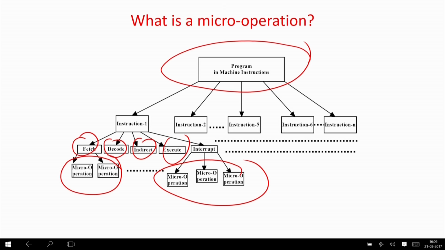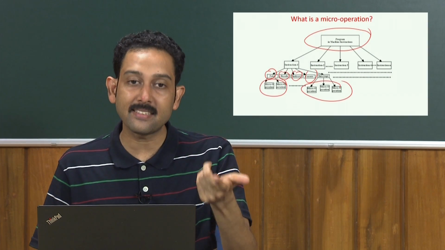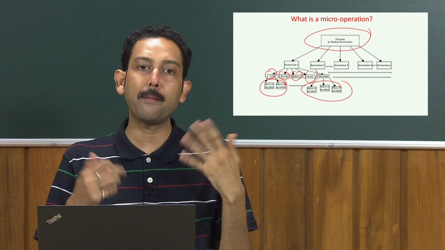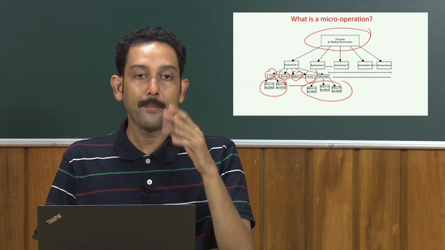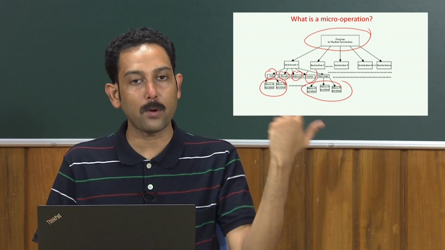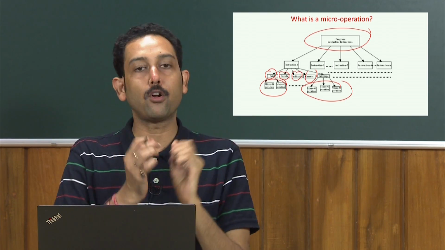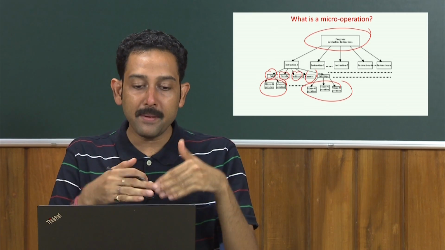Decode means what? There will be hardware which will read the opcode from the instruction and generate certain signals. In this module, we will be mainly looking at how signals are generated for an instruction. For example, if the opcode is 001, maybe 001 stands for load. So, the hardware will generate the signals corresponding to load after reading the opcode of the instruction. That again is the decode part.